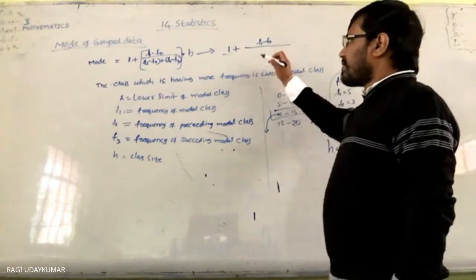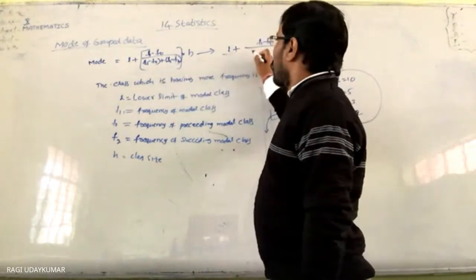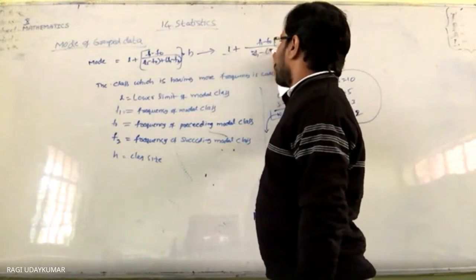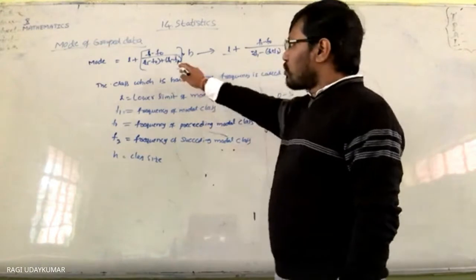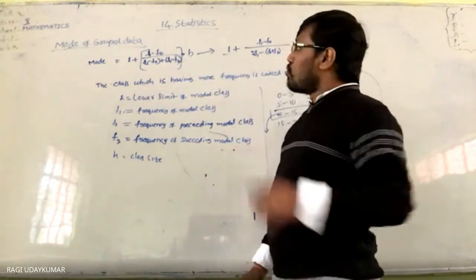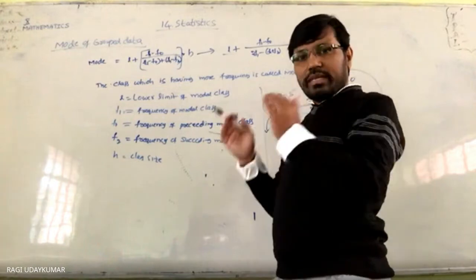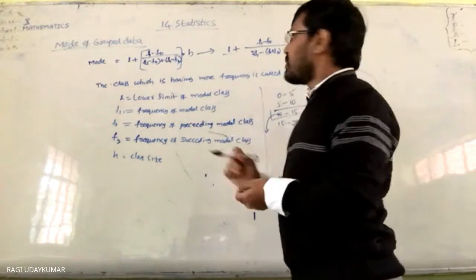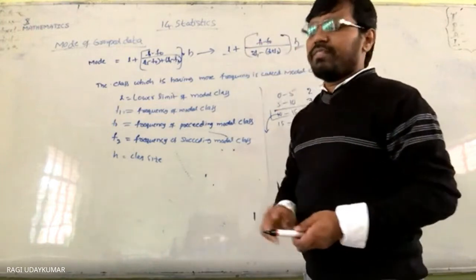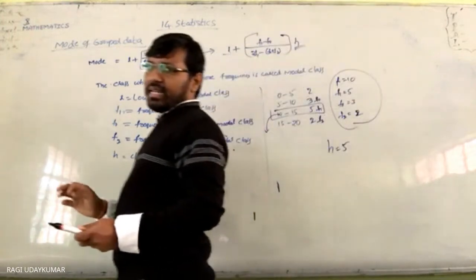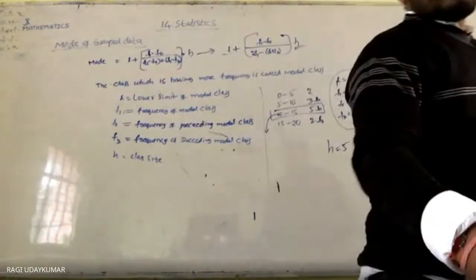If you simplify, you can write 2F1 minus F0 plus F2 in the denominator. See here, simplify it: 2F1 minus F0 minus F2. Taking minus common in the brackets, F0 plus F2 comes. So this should be multiplied by H. This is the way to find the mode of the given data for grouped data.